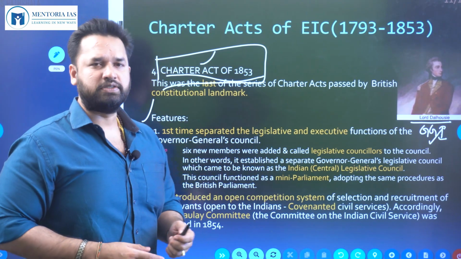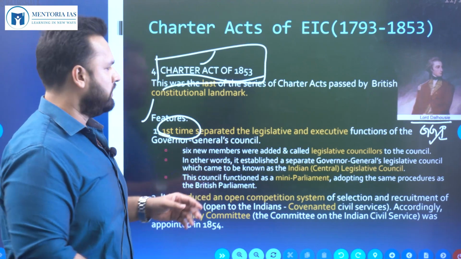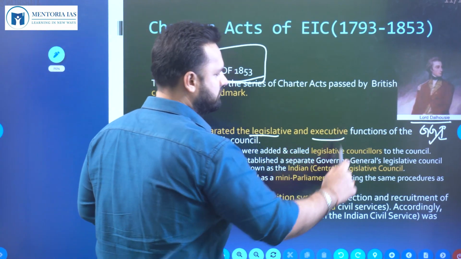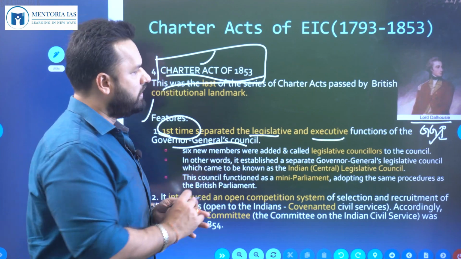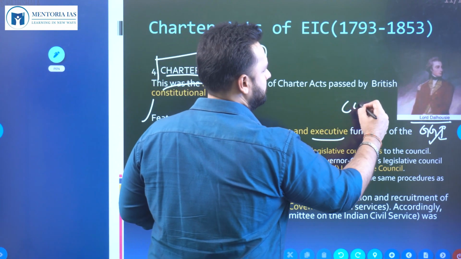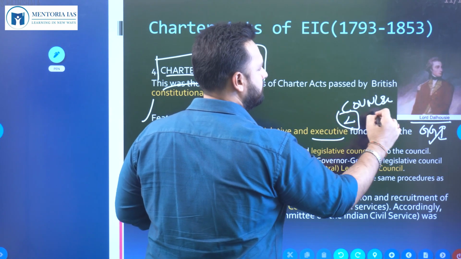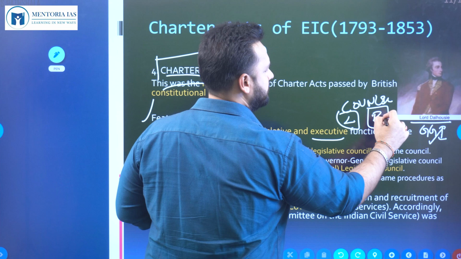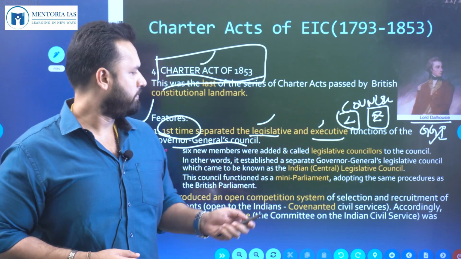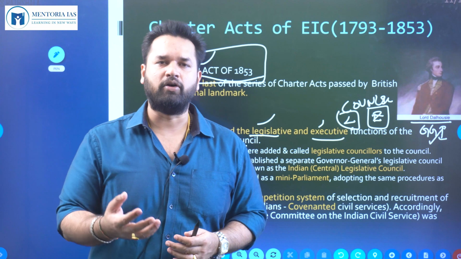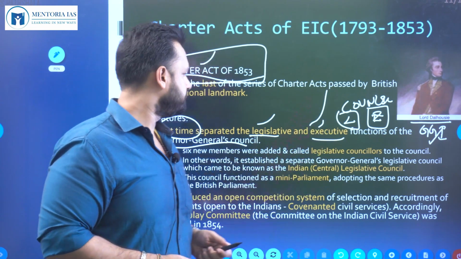Okay, what are the features? It for the first time separated the legislative and executive functions of the Governor General's Council. This gentleman has a council, right? In this council, legislative and executive are separated. What is legislative and executive? Legislative is to design a law, make a law, or form an act. And executive is to execute that act.